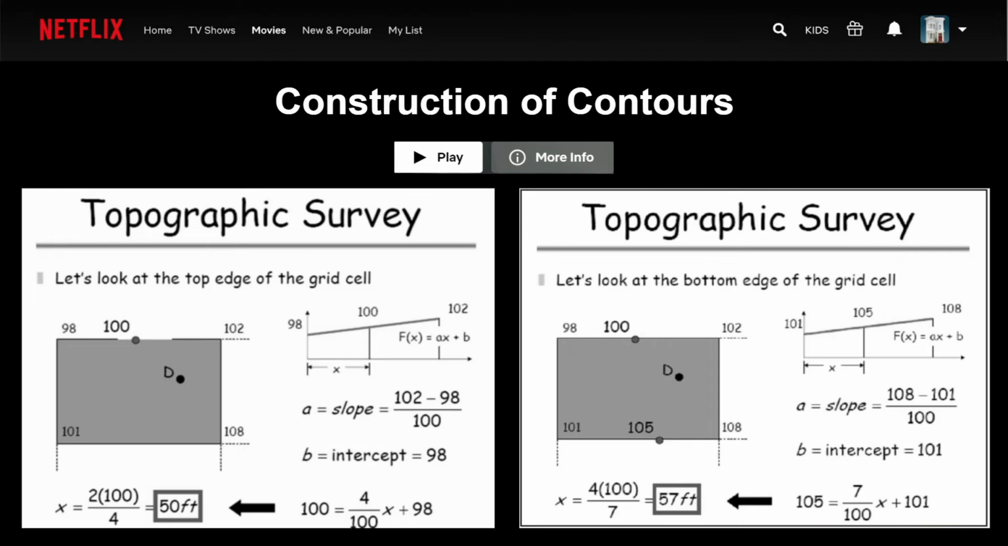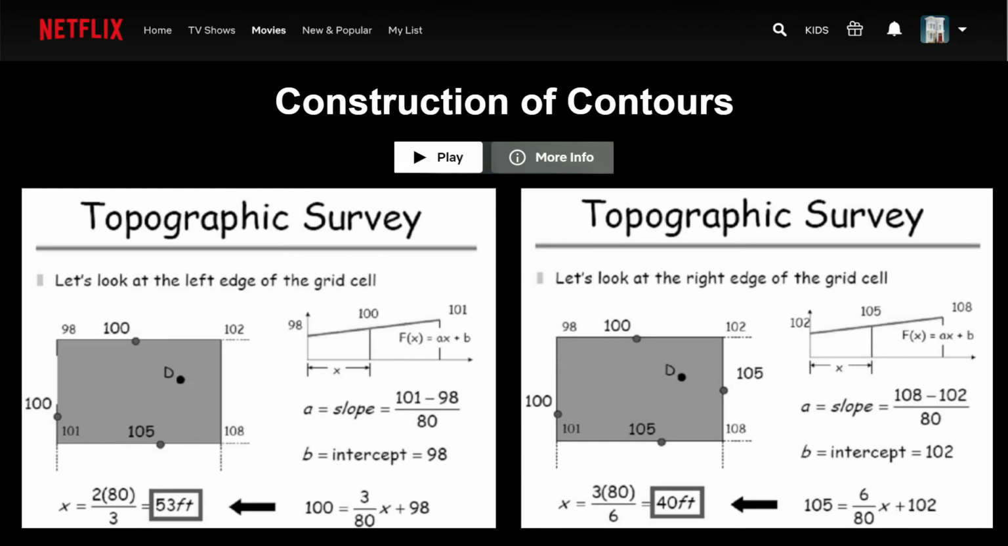So we will get 4 times 100 over 7, which will be 57 feet. So 57 feet is the horizontal distance between the 101 grid corner to the 105 contour interval. Next slide, please.